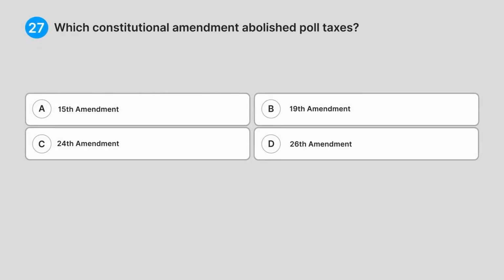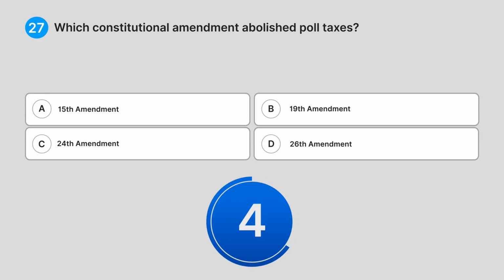27. Which constitutional amendment abolished poll taxes? A. 15th Amendment. B. 19th Amendment. C. 24th Amendment. D. 26th Amendment. Do you know the answer?